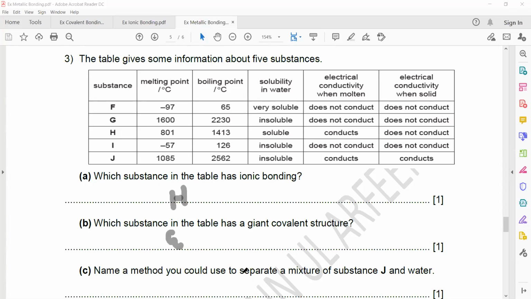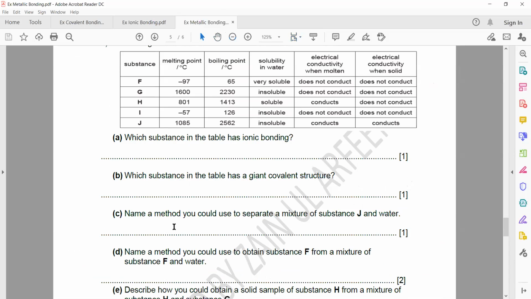Name a method you could use to separate J from water. I want to separate J from water. J is insoluble. Which method can I use to separate J from water? So J does not dissolve in water. So which technique can I use? I can use filtration. So we can simply use filtration to separate J from water.